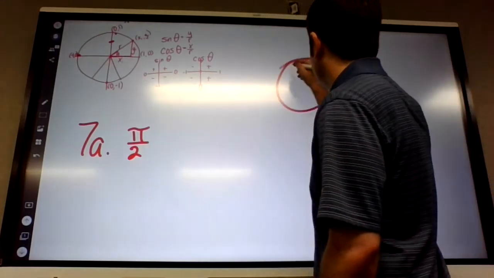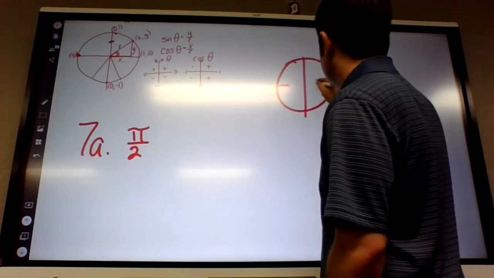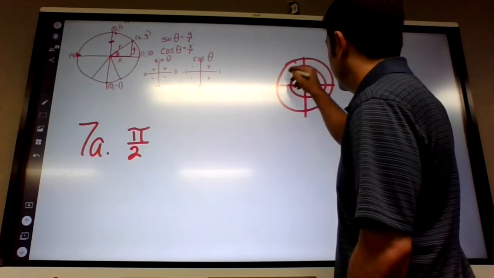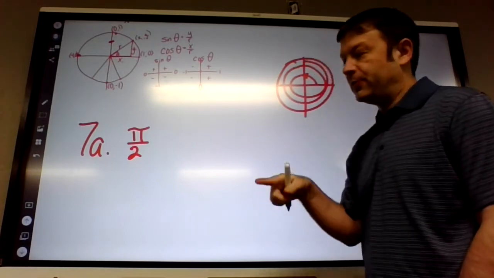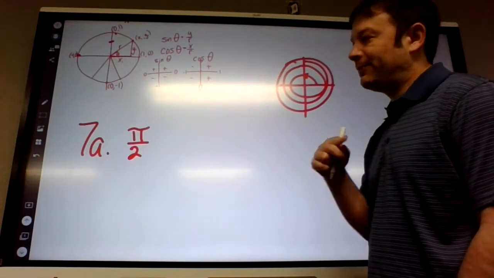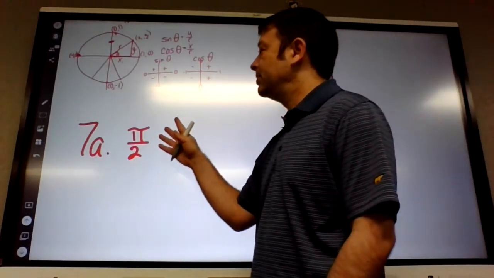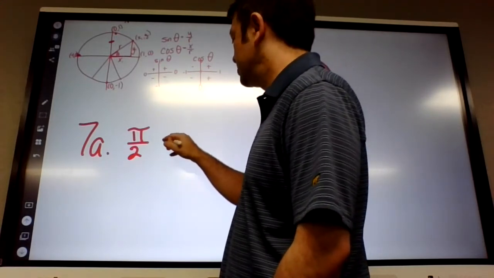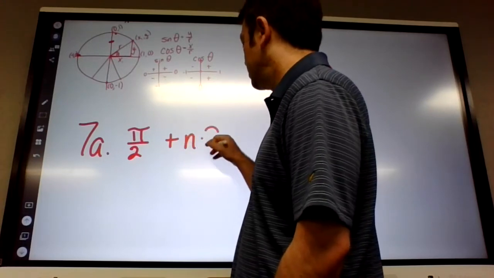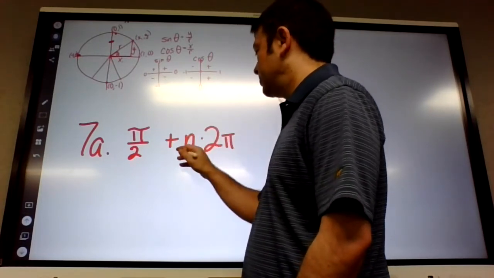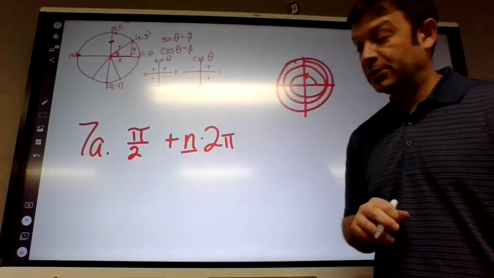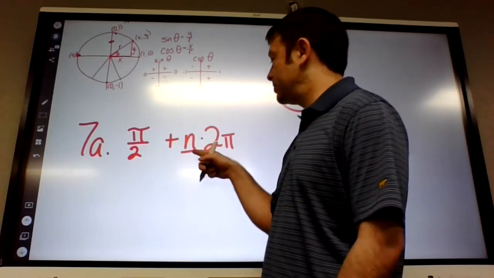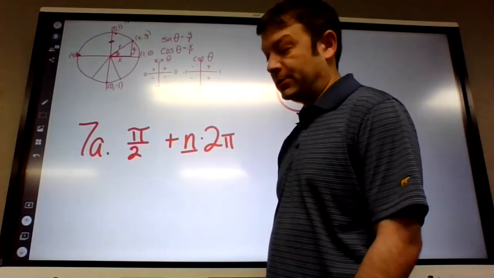Well, going that far would give us value 1, but also going that far would give us value 1, going that far would give us value 1. So if we keep adding 360, if we keep adding 2 pi to this angle, we'll keep getting values of 1. So how do I write that? Okay, where n is some integer. It could go backwards too, right? Yeah, n is an integer, so that means it could be like -1, -2. So it could go backwards.